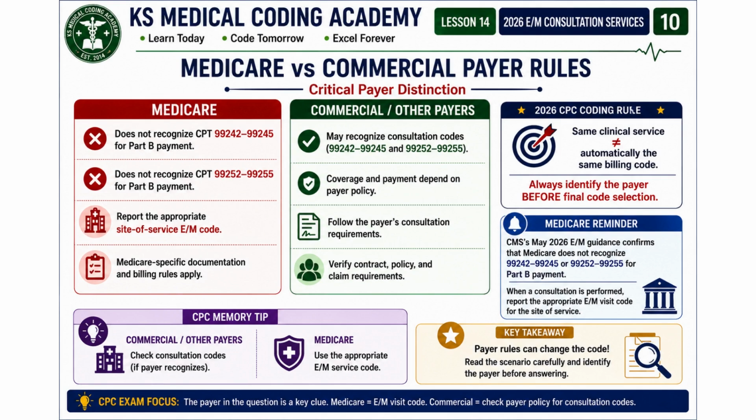Commercial and other payers may recognize consultation codes, but we cannot assume that every payer follows the same policy. The coder should verify the payer's current coverage, billing, and documentation requirements. For the CPC exam, pay close attention to the payer mentioned in the question. This detail can change the correct coding approach. Remember this simple rule. Medicare, use the appropriate E/M service. Commercial payer, check the payer policy for consultation codes. The key lesson is, identify the payer before finalizing the code.